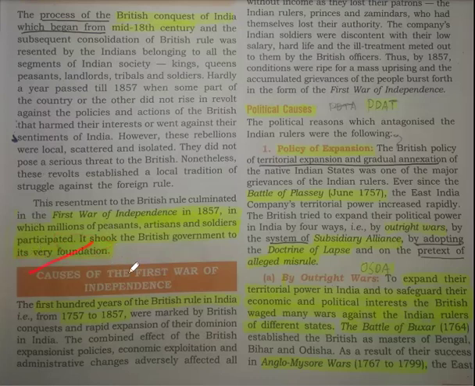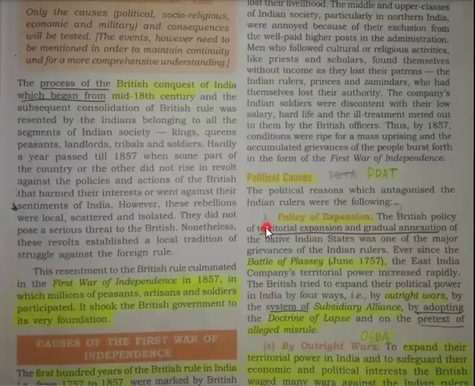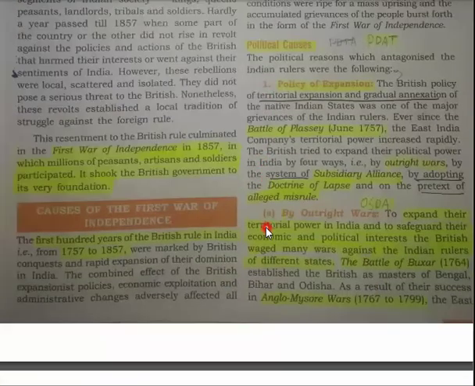So the causes of the first war of independence, our first topic. Under it, we have first 100 years of the British rule in India, that was from 1757 to 1857. Important. So for the causes of the first war of independence, we have four causes. Okay. Political cause.